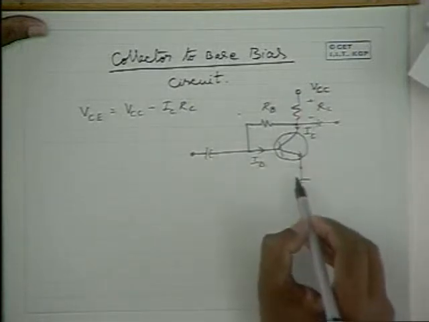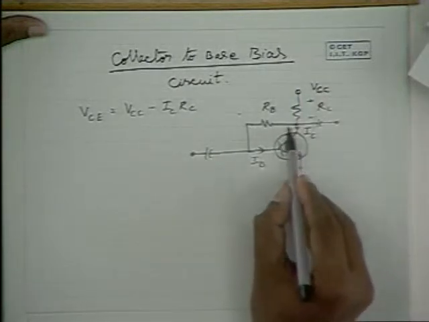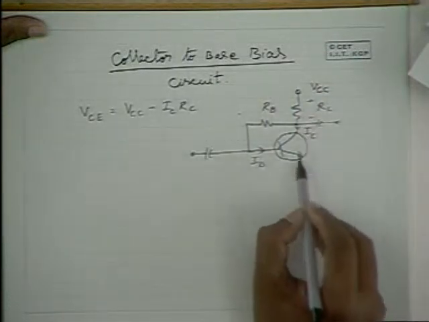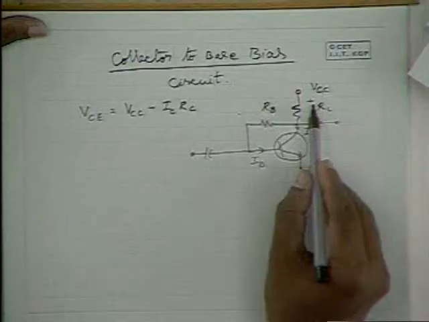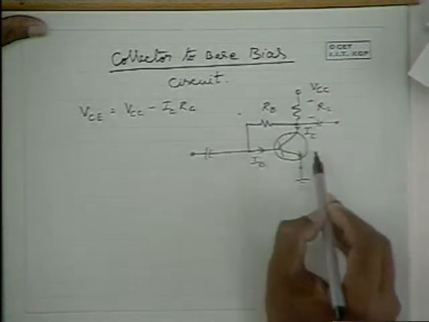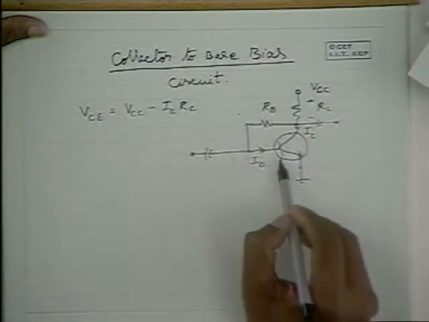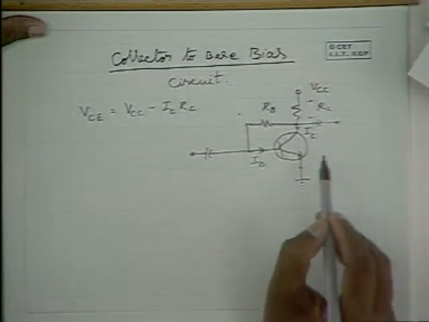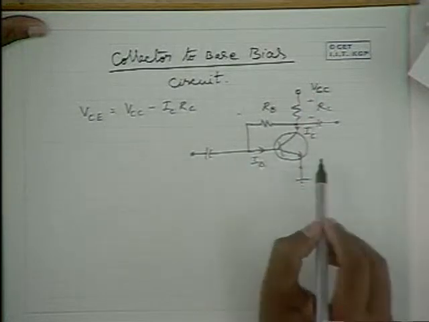And when this potential goes down, the base current goes down. And when the base current goes down, the collector current goes down. Therefore, if due to some reason, or any one of the reasons which have already been explained, the collector current increases, the base current decreases, which in turn reduces the collector current. Therefore, stability is provided by the circuit through a collector to base bias.